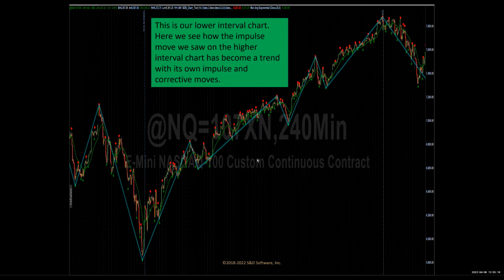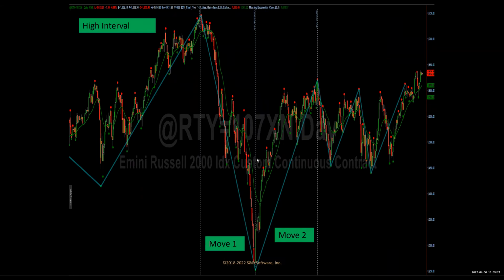So let's look at an example that's not as clean. So here we're on RTY, on a daily chart. And on the daily chart, we have a nice clean impulse move down here. And that's followed by what's probably a corrective move here, but it doesn't matter. We have a move on the high time frame. And that move on the high time frame is going to become the trend on the lower time frame. That's the key. So let's take a look at this one here first, move number one.